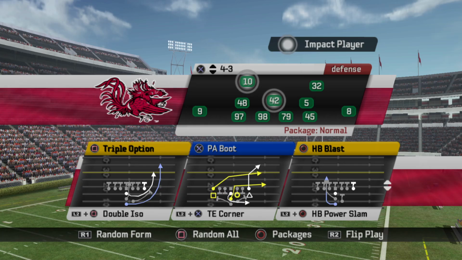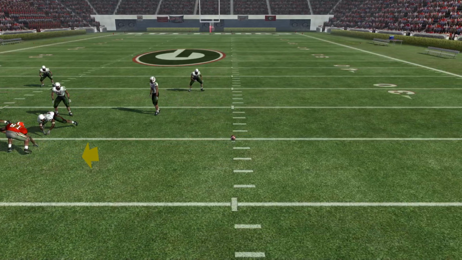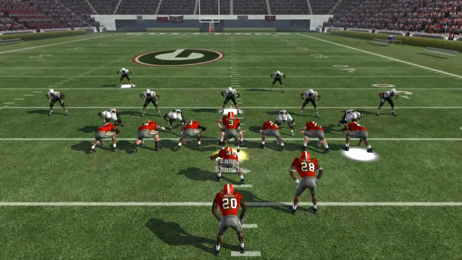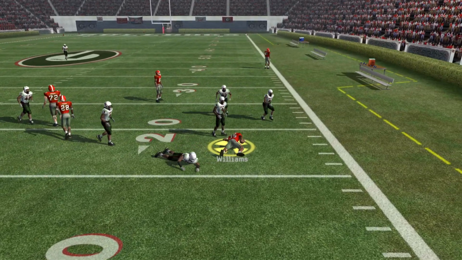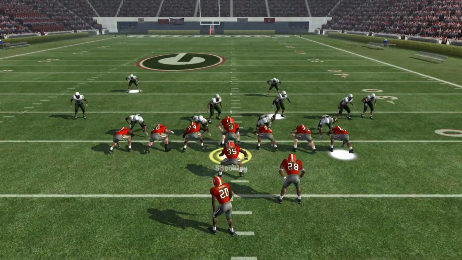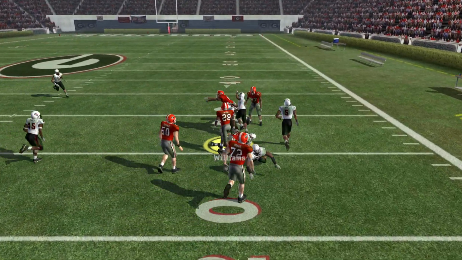All right, PA boot. This would be a right hash play for me, as is, because you got zone beaters underneath, like this guy right here. Now, we're going up against man, so that may be a little bit different. Against man, I would probably go to him, I guess.